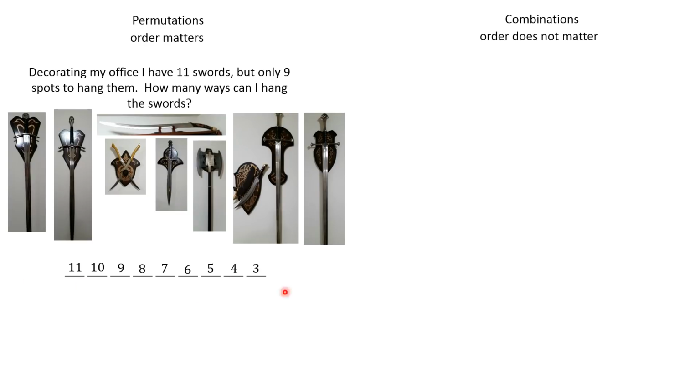And I can multiply these together to get that I had 19,958,400 ways of hanging the swords. Obviously, some of them, like, you couldn't put this one right where this is, but still.